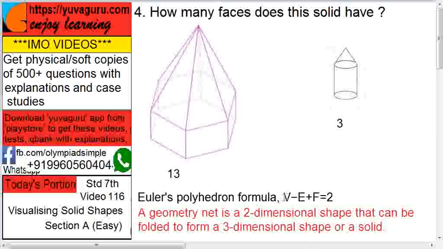There is also a formula to this that is called Euler's formula. V minus E plus F equals 2, means vertices minus edges plus faces equals 2. You put in the figures over here, you will get the answer.